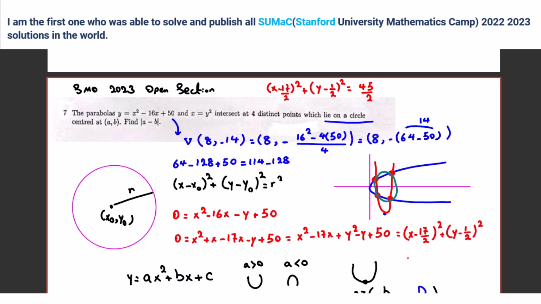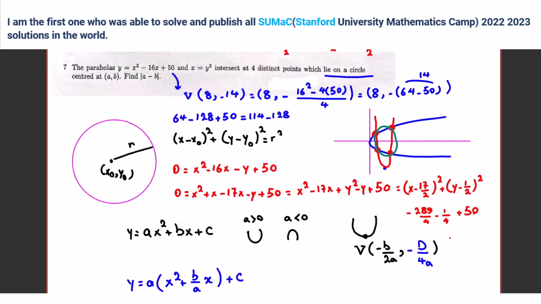And because we have this, we should subtract 289 over 4 minus 1 over 4 plus 50, right? So it will be what? It will be this one. Minus 290 over 4, right? 290 over 4 is what? Minus 145 over 4, right? If we calculate completely with 4, it will be 200 minus 145, which will be 55, right?